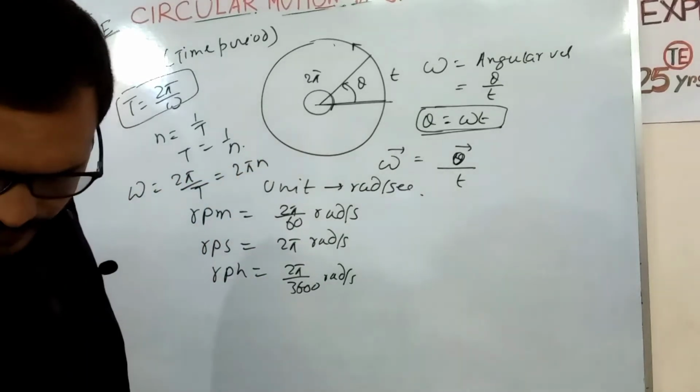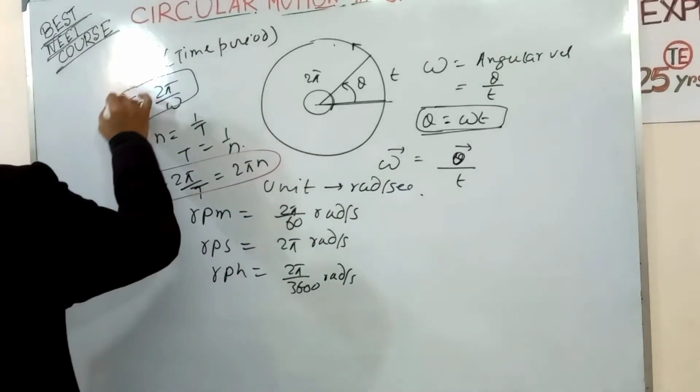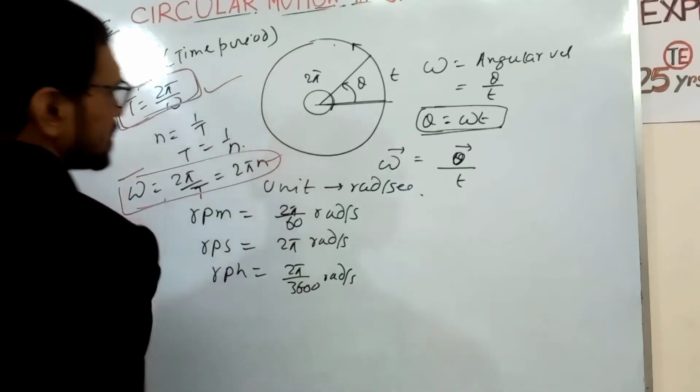So omega equals 2 pi n, this is the important formula. T equals 2 pi by omega, these are the important formulas.